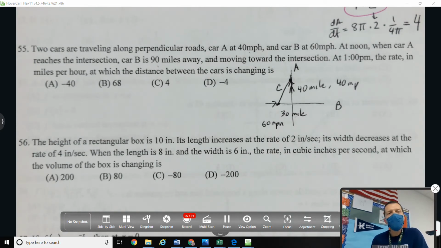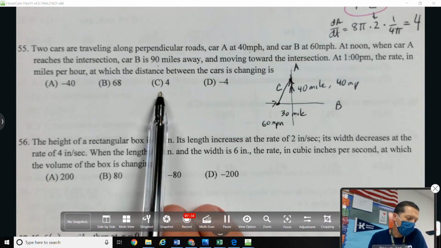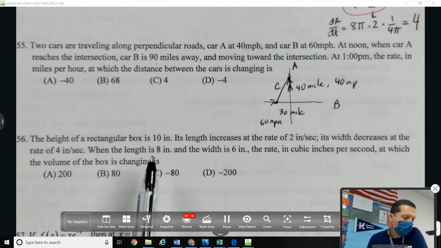We want to know at which rate the distance between the cars is changing. Well, it's probably somewhere, but it's probably A or B. I can't imagine it's just 4 or negative 4. But who knows? Maybe it is. I don't know.